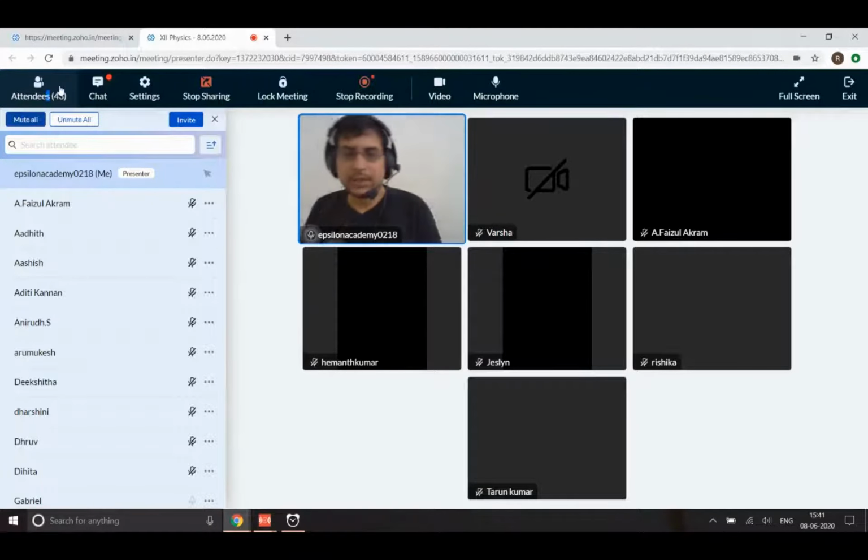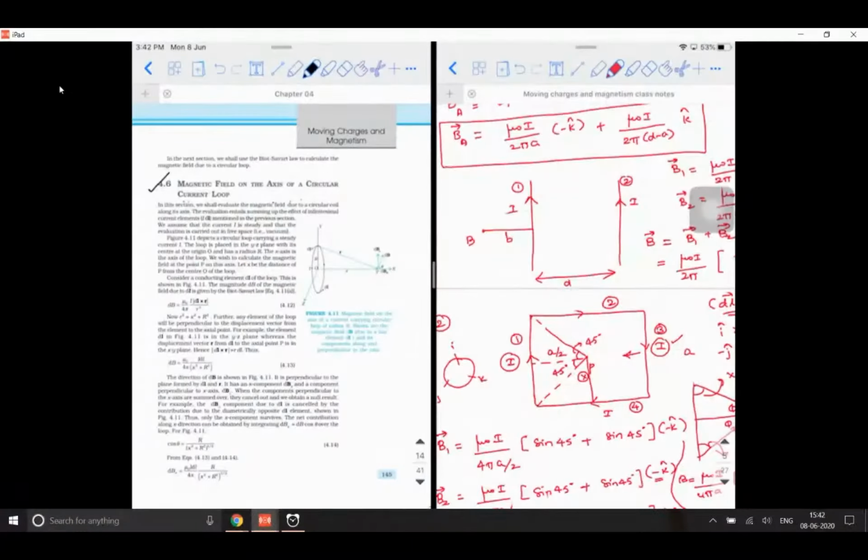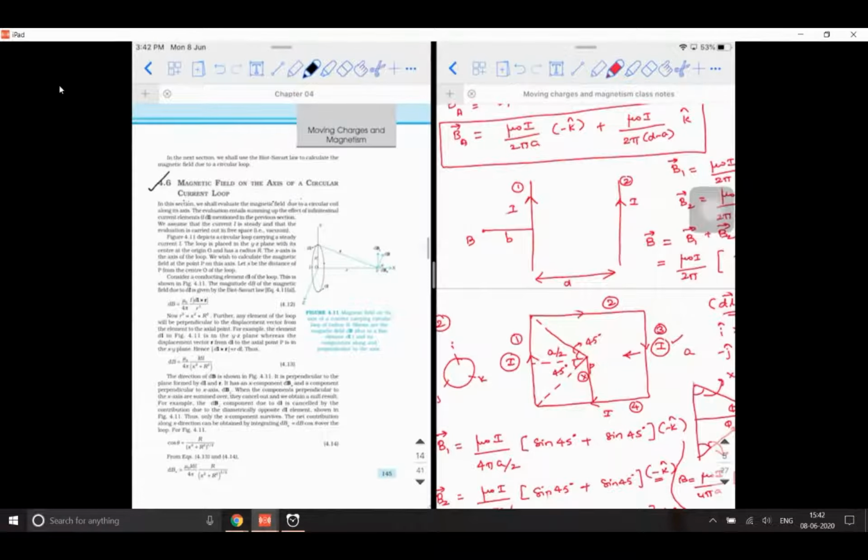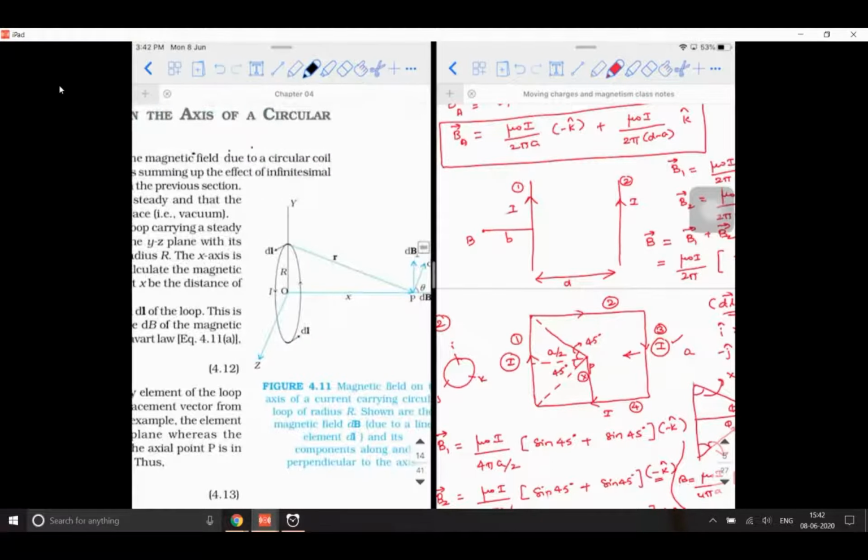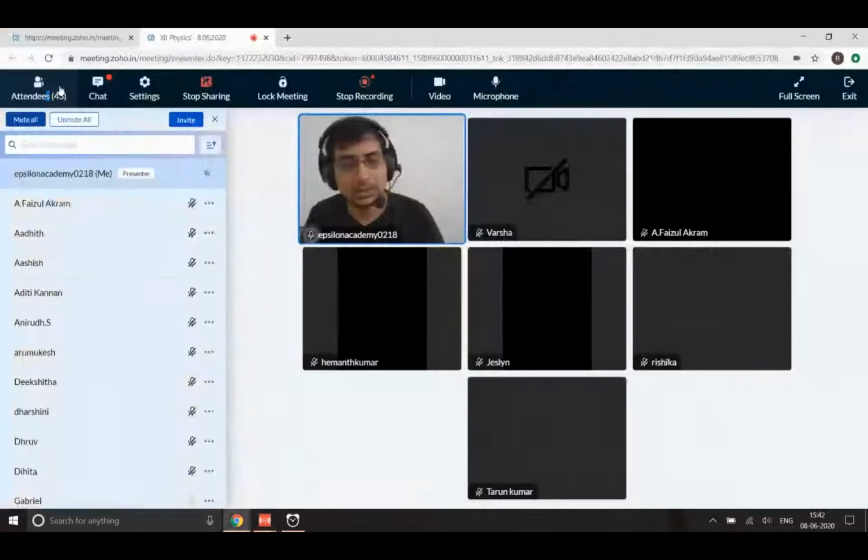So let me put this diagram. See, you have to visualize this part. We are using the term circular current carrying loop. Look at your textbook. We say circular current carrying loop, but when you look at the diagram, the diagram will be in the shape of an oval. The reason being, it is like this.